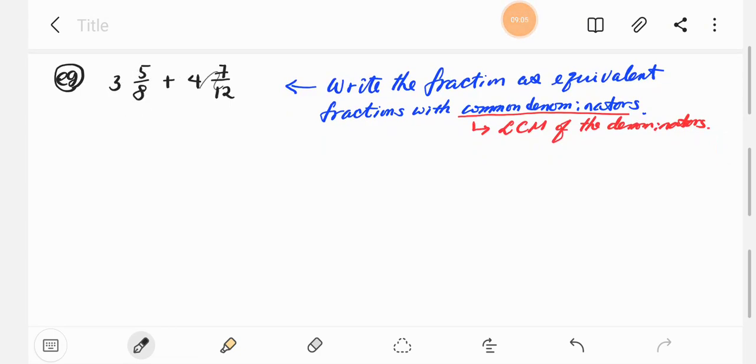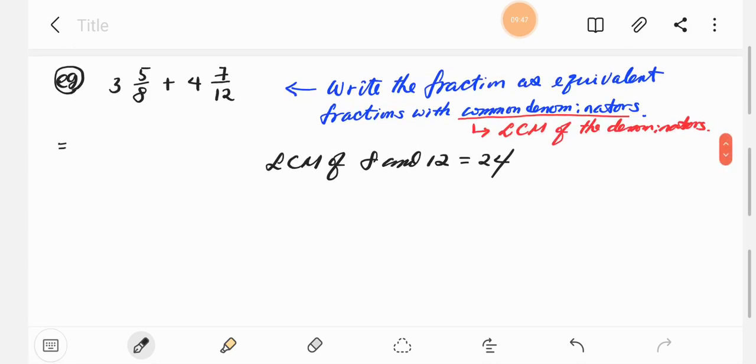As you see, the 3 and 4 you can separate, but in this case, you don't have to separate. And the denominators are different. So why don't we rewrite these mixed numbers as equivalent fractions with the LCM of the denominators, the common denominator. So what is the LCM of 8 and 12? So that is 24, right? 24, because 24 is a multiple of 8. Okay, we learned how to find the LCM, right? Okay, let's see how we found this LCM 24.